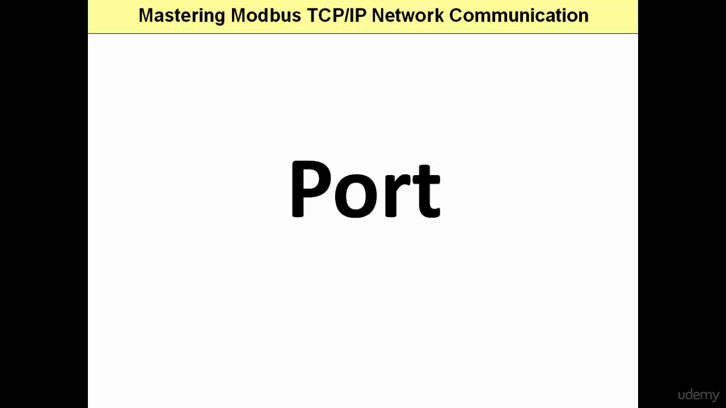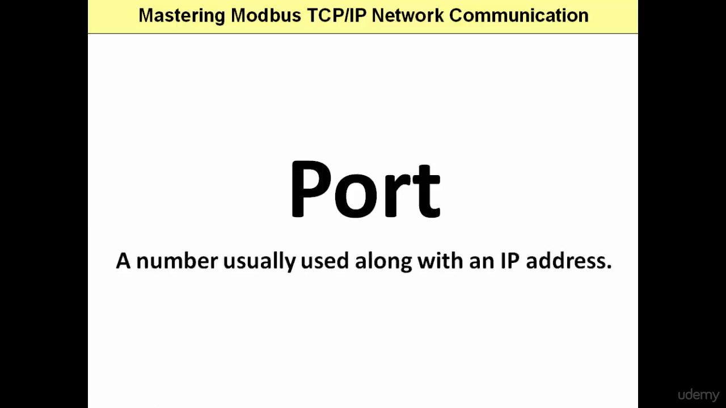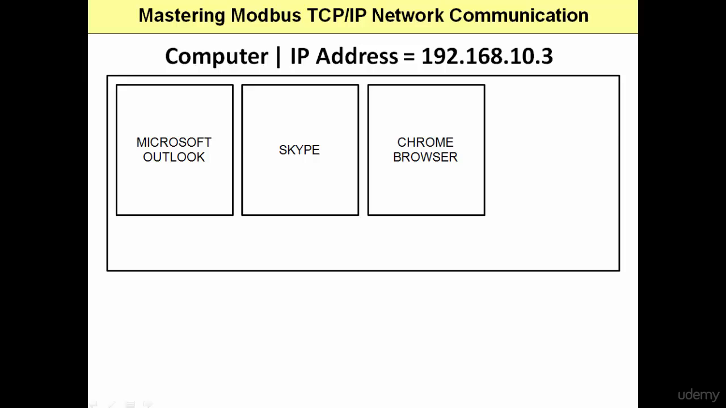A port or network port is a number that is usually found along with an IP address. It can best be explained with an example using a computer connected to a TCP/IP network. So let's go to that example now. So let's say that on this computer there are 3 applications running, as you can see. There's Outlook, Skype, and Chrome. And this computer will have only one IP address, which in this case I've just chosen 192.168.10.3 arbitrarily.